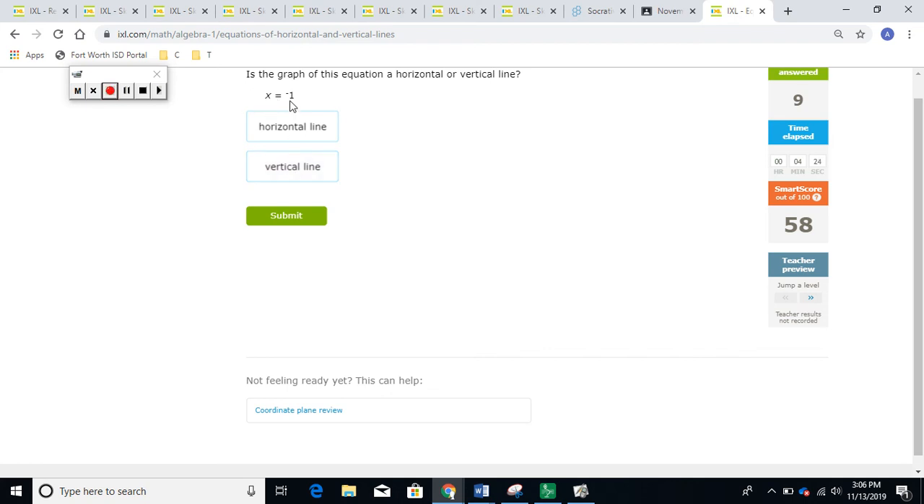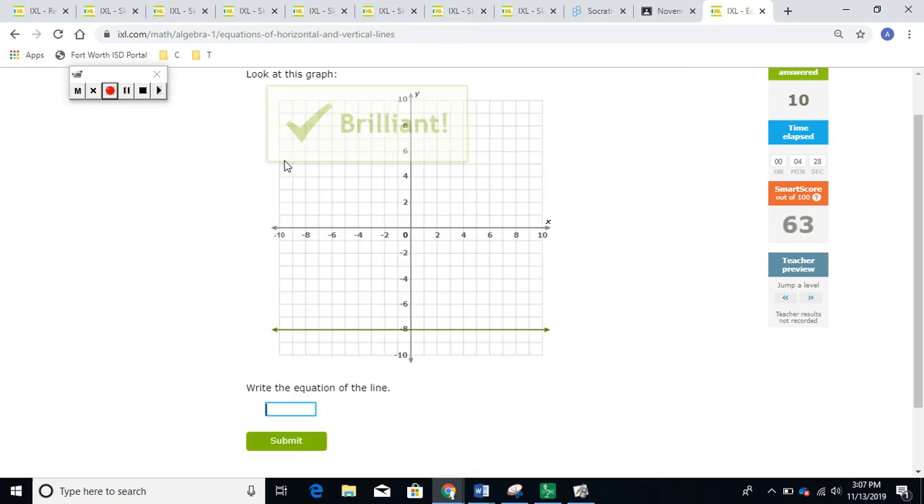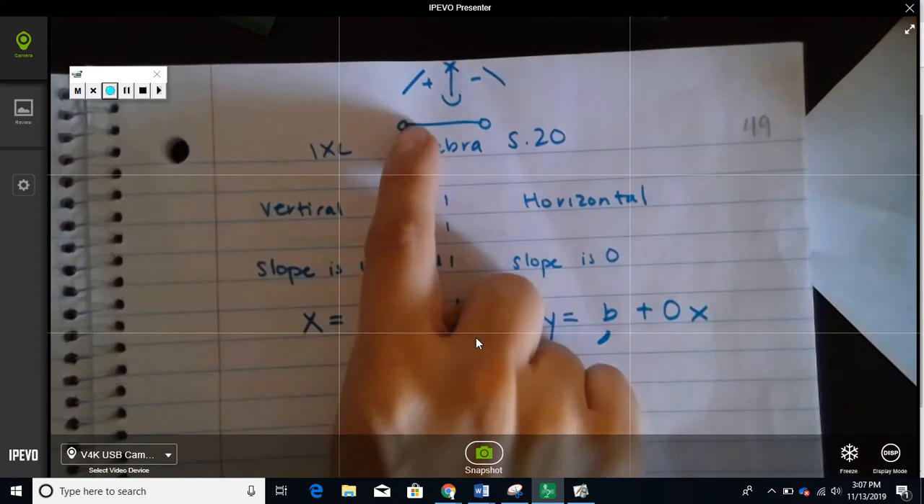Anytime it's x equals and there's no y, that's a vertical line. This is a horizontal line. It's going to be y equals negative 8. You don't have to put plus 0x. I'm just going to leave it like that. Y equals. There's no x because the slope is 0. How do I know? Because it's a line like this. That's 0 slope.